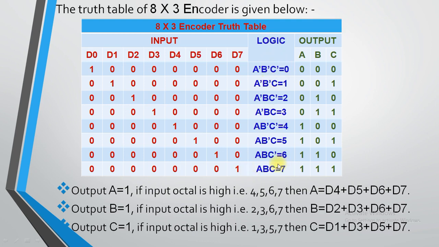Now what you need to do? You need to write the logic. The logic we have already written: A dash B dash C dash, A dash B dash C, which is the same as the previous one. And I have given the numbers 0 to 7 over here, which will be useful in the future. That's why I have written the numbers over here. Now the combinations you can easily write for 3 variables A, B and C. So 0, 0, 0, 0, 0, 1, 0, 1, 0, 0, 1, 1, 1, 0, 0, 1, 0, 1, 1, 1, 0, 1, 1, 1.